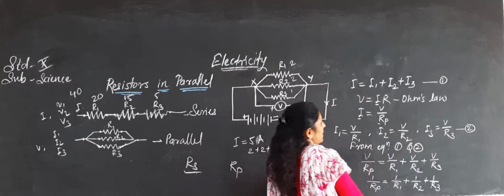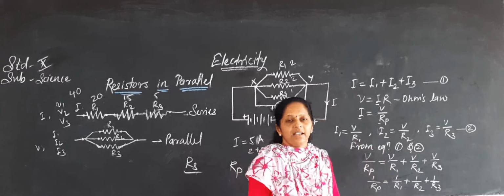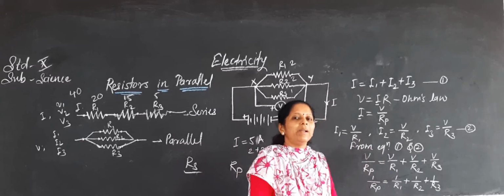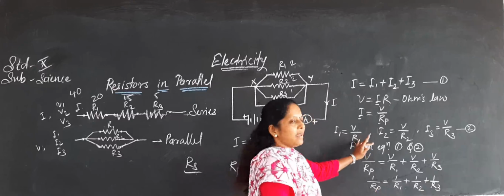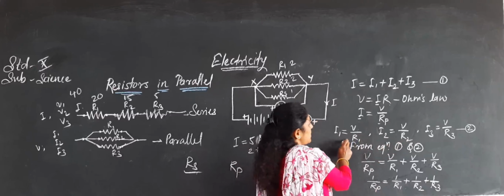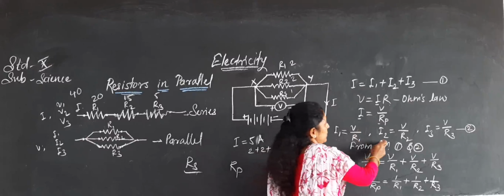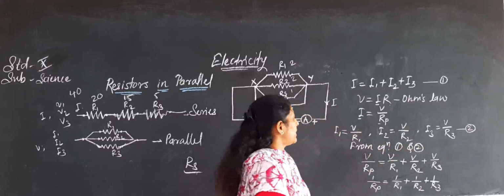Each device or component has its own resistance, an inbuilt resistance, that is R1, R2 and R3. So I1 is equal to V divided by R1, I2 is equal to V divided by R2, and I3 is equal to V divided by R3.